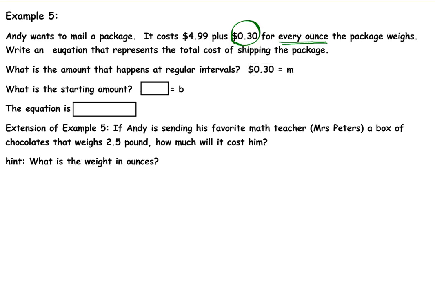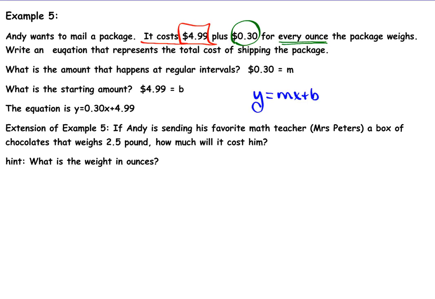Okay, now what's the cost of it even if I didn't have any ounces? If I was going to mail something that didn't weigh anything, they're going to charge me, and that's going to be my starting amount, and that is this right here, $4.99. So let's put them in the boxes. Okay, my starting amount is $4.99. My regular interval is 0.30 or 30 cents, and we're going to stick it in that formula. This one here, y equals mx plus b, my linear equation formula. And so now I should get this equation here, y equals 0.30x plus 4.99.